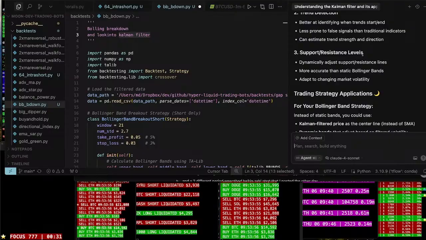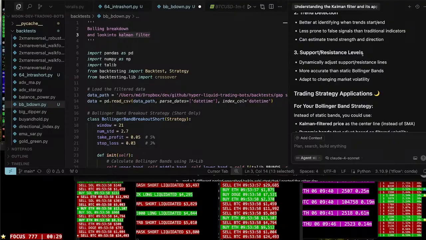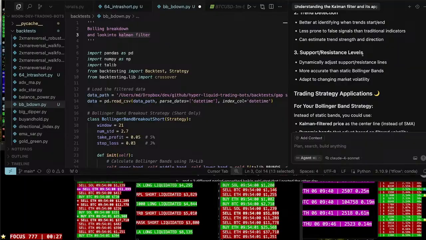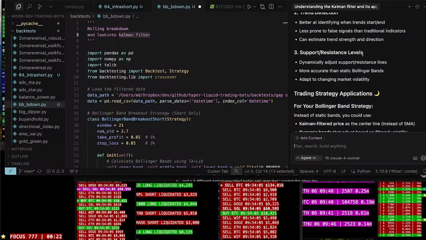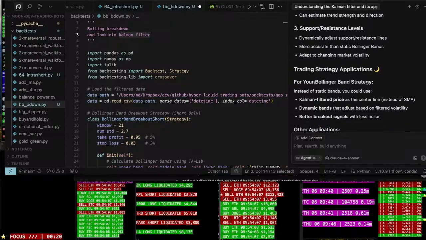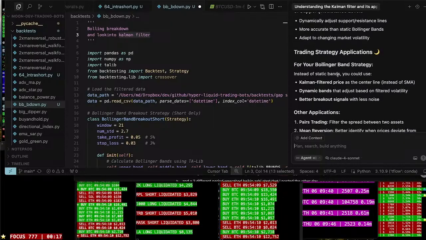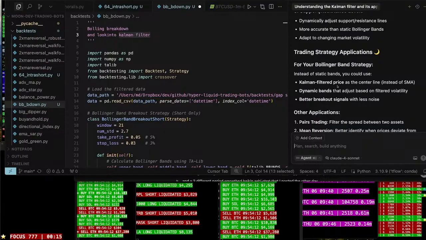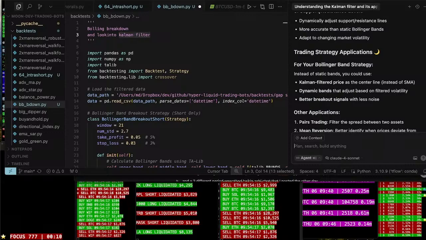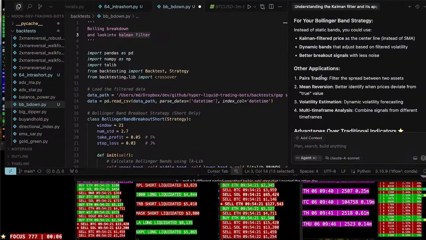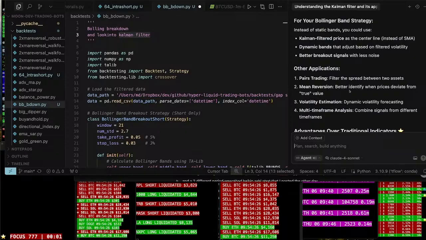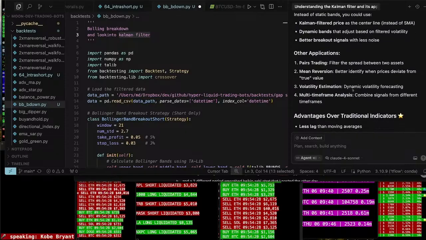Support and resistance levels, dynamically adjust support resistance lines, more accurate than static Bollinger Bands. Adapt to changing market volatility. For your Bollinger Band strategy, instead of static bands, you could use Kalman filtered price as the center line instead of SMA. Dynamic bands that adjust based on filtered volatility. Breakout signals with less noise. Other applications, pairs trading, filtered the spread between two assets, mean reversion, better identify when prices.